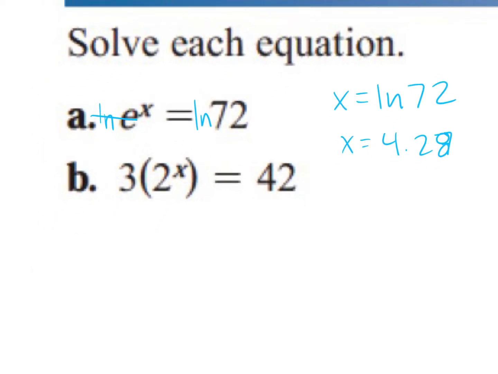All right, for B. Before I use my properties, I want to get whatever the base that has the x in the exponent all by itself. So I'm going to divide by 3 on both sides to move that to the other side. So I have 2 to the power of x is equal to, what is 42 divided by 3? 14.